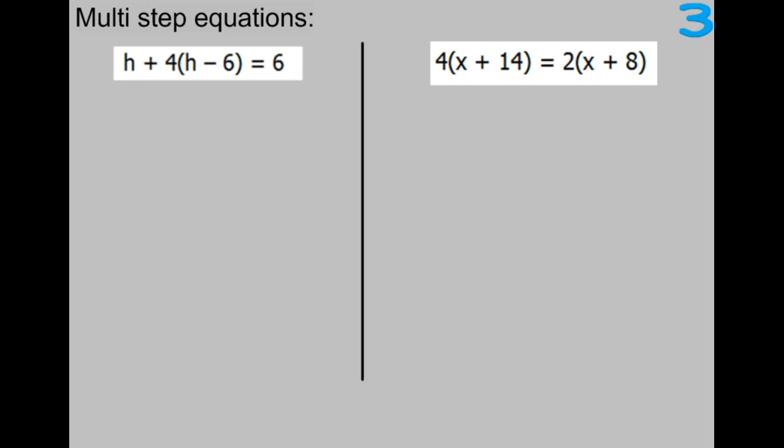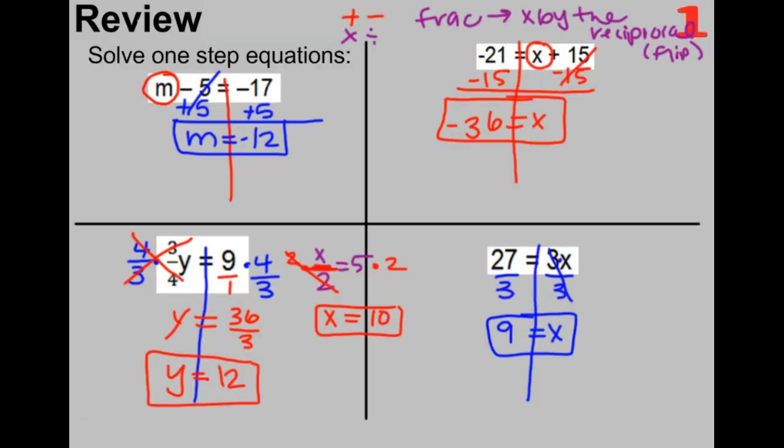Flip over to the back side. We have a couple multi-step equations. First, we see parentheses here. That means we need to distribute.